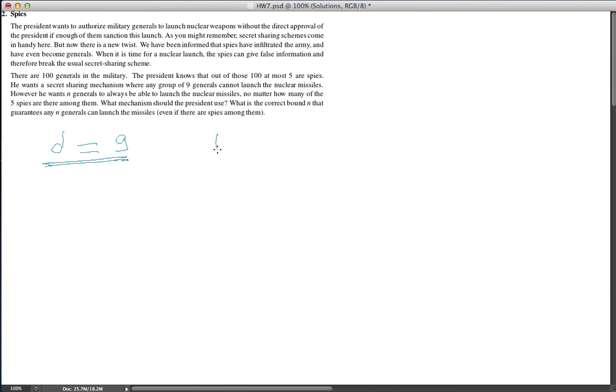So we give the shares P of I to general I, so I should vary from 1 to 100, and the secret key can be P of 0. Secret key is P of 0. Therefore, if 10 truthful generals come together, they can find P of 0.